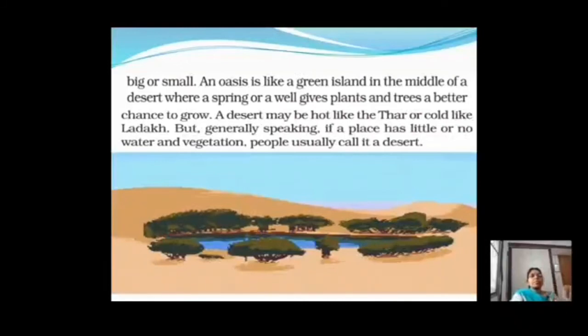A desert may be hot like the Thar desert or a cold place like Ladakh, but generally speaking, if a place has little or no water and vegetation, people usually call it a desert. Even when we are living here and no rain comes, then we will say that it is going to become a desert very soon.